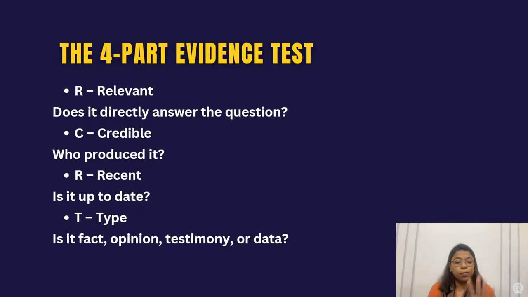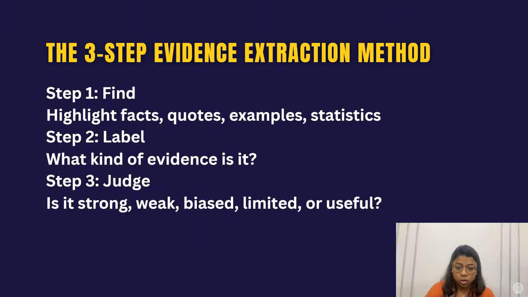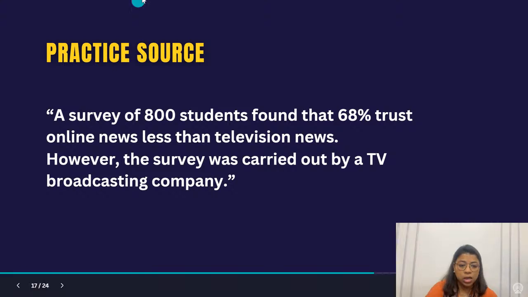Then the 4 part evidence test, where R stands for relevance, C stands for credibility, R stands for recent, whether it is up to date, and T stands for type. Then we covered common weaknesses in the research, weak evidence warning signs: small sample, only one method used, bias or vested interest, selective quotation, no triangulation, unclear research question, outdated information. The 3-step evidence extraction method, these are the methods. And we discussed a few practice questions for today's class.